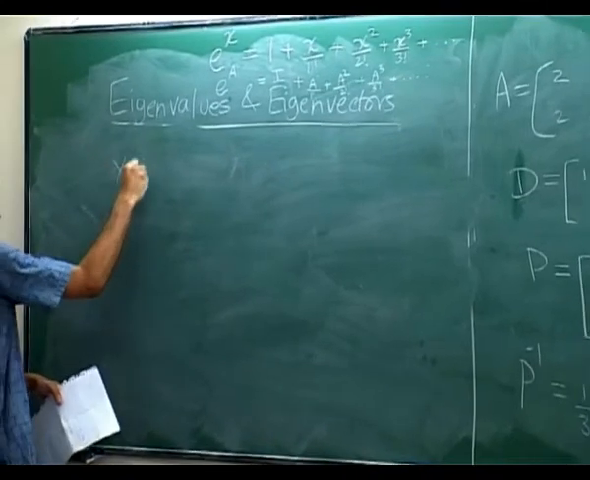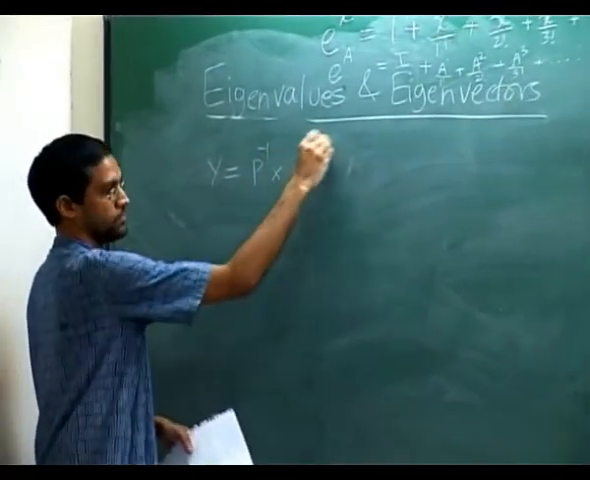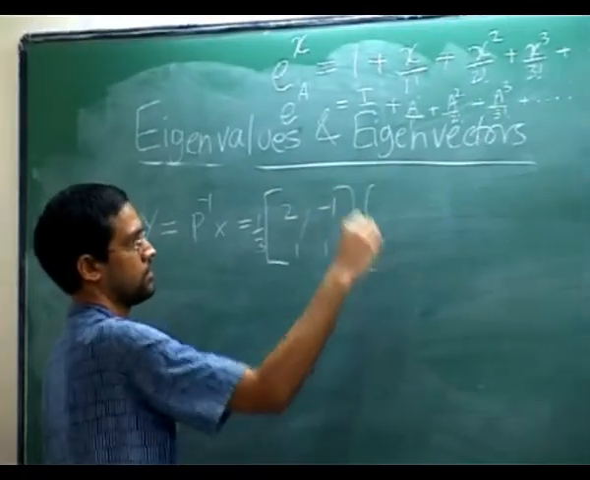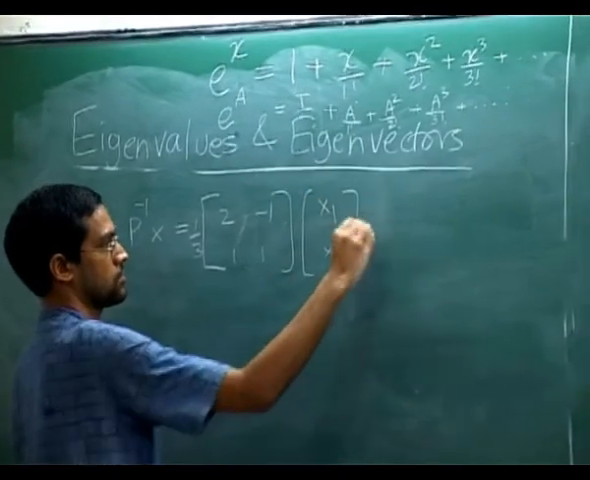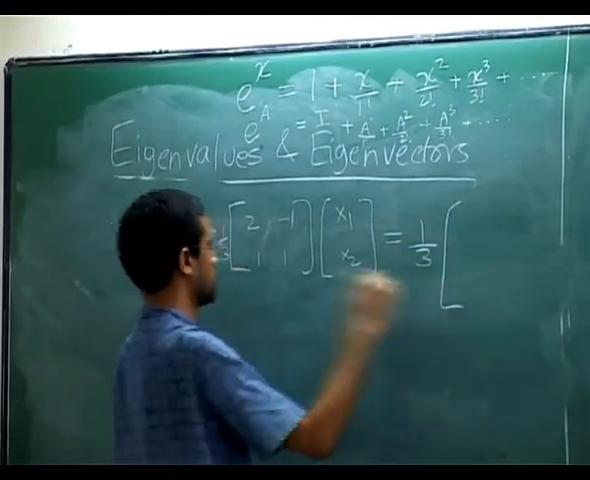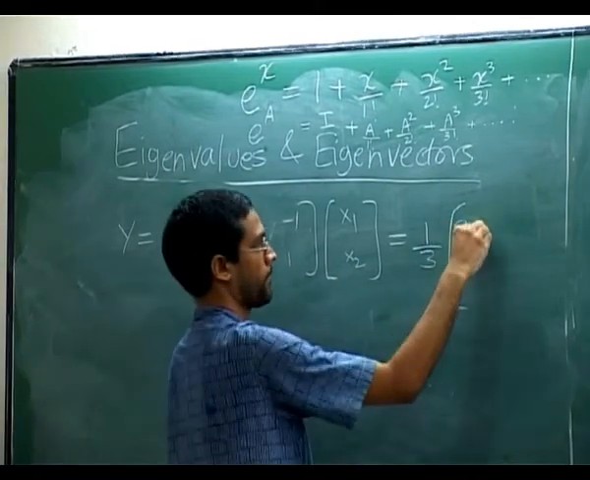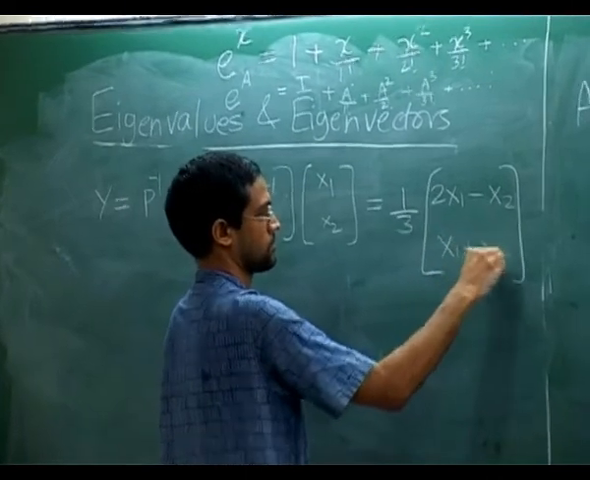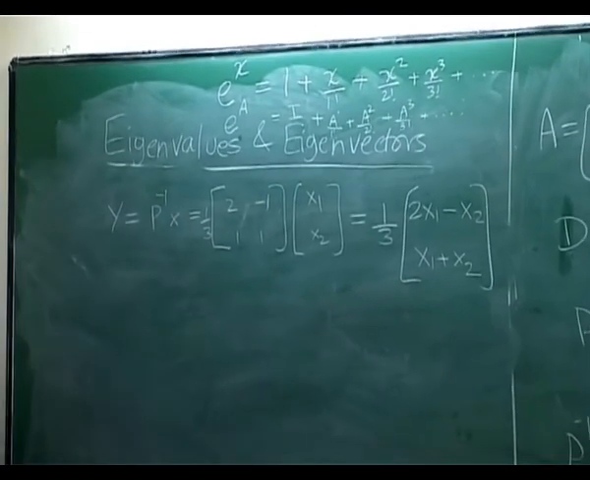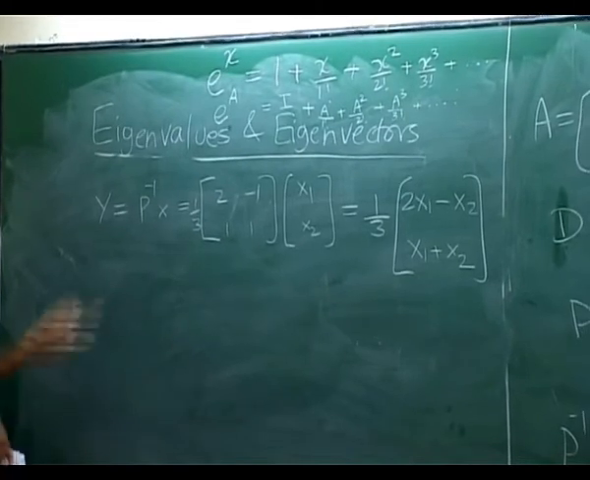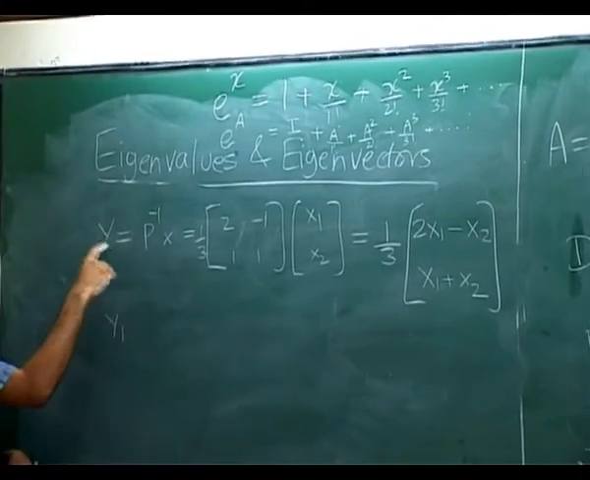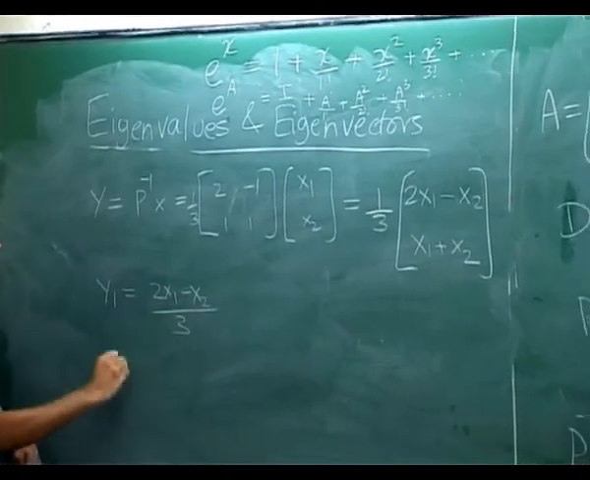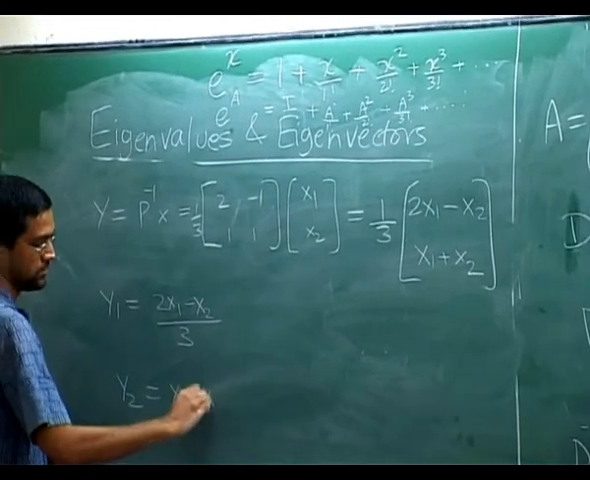So in our case y is P inverse times x. P inverse is 1/3 times the matrix 2, minus 1, 1, 1, times x1, x2. So this is 1/3, and what will I get? 2x1 minus x2, and x1 plus x2. Okay, so I've just done P inverse times x and that's my answer. So what is y1? The first component of y is 2x1 minus x2 divided by 3. y2 is x1 plus x2 divided by 3.